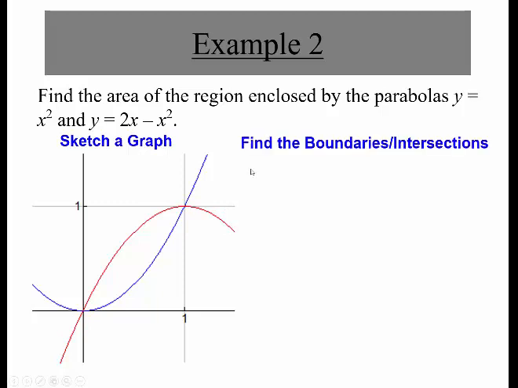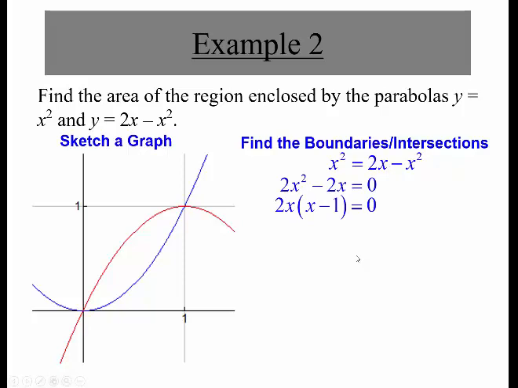So you find the boundaries here. You can do that obviously just by looking at the graph. You're going to see that there's 0 and 1. But if you want to also know the boundaries, you can solve algebraically by setting the two equations equal to each other. So when you do this, you're obviously going to move the x squared over. In this case, I subtracted these over and added that over.